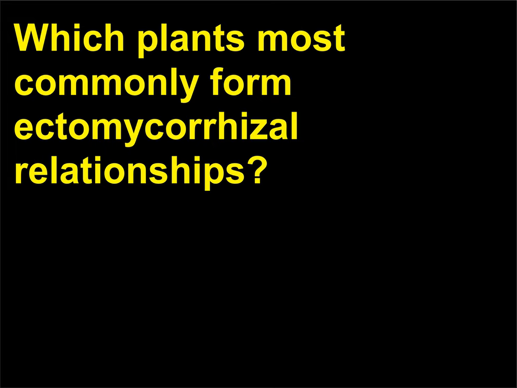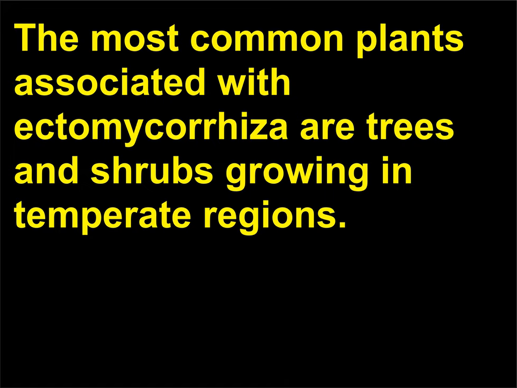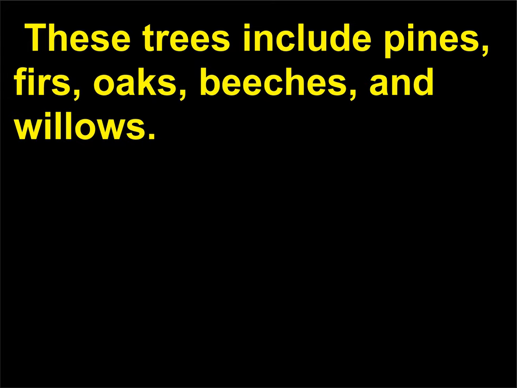Which plants most commonly form ectomycorrhizal relationships? The most common plants associated with ectomycorrhiza are trees and shrubs growing in temperate regions. These trees include pines, firs, oaks, beeches, and willows.